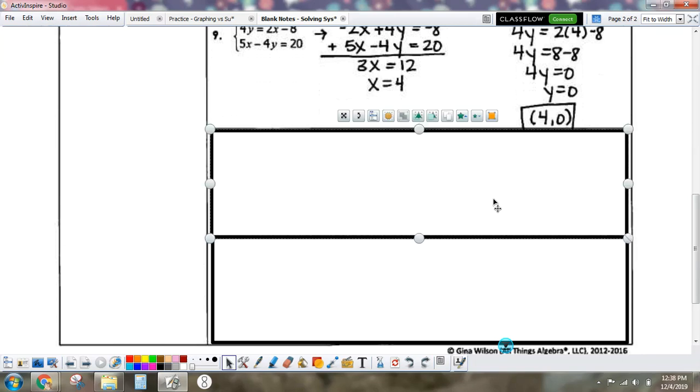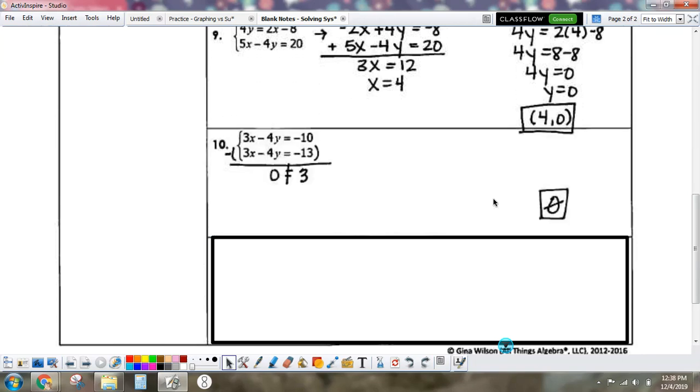Try 10. For 10, this one's a little different because as you can see, our coefficients are the same for both terms. We have positive 3x, we have negative 4y. So to get rid of these, I need to subtract. I'm going to do 3 minus 3. That'll give me 0. But negative 4 minus negative 4 is also going to be 0. And then negative 10 minus negative 13 is a positive 3. Clearly, 0 does not equal 3, so that's when we have no solution.